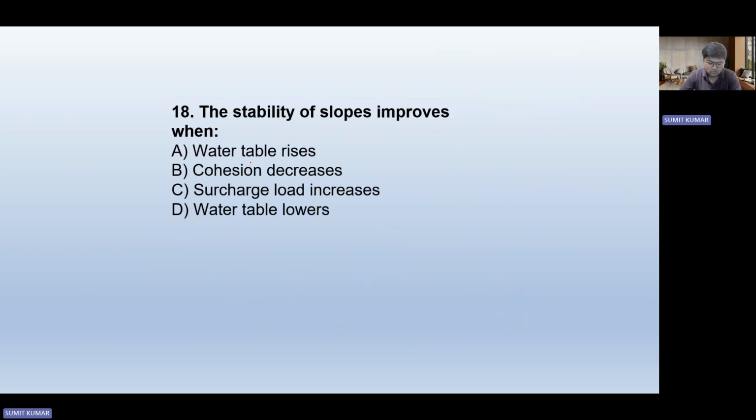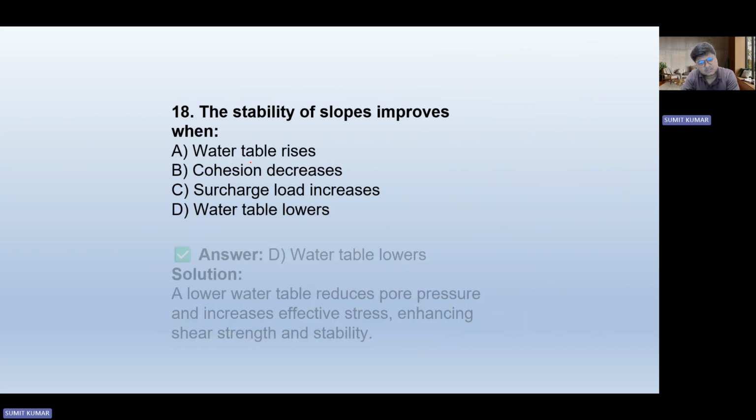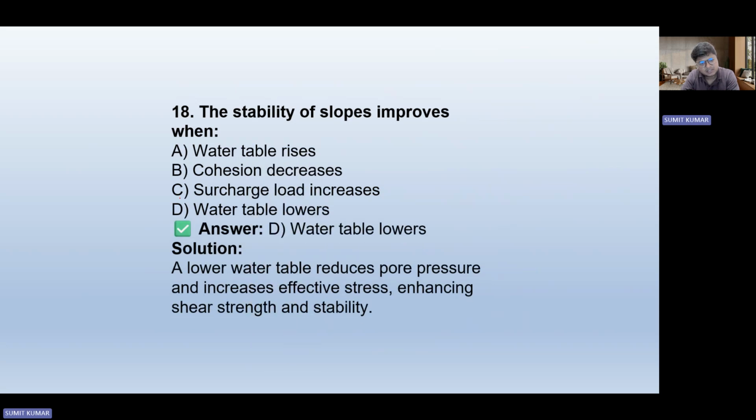Next question asked over here: the stability of a slope improves when the water table rises, the cohesion decreases, the surcharge load increases, or the water table lowers. Stability never increases when the water table rises, cohesion decreases, or surcharge load increases. Water table lowering is the only option in which the stability could increase. So options A, B, C get eliminated and option D is going to be our correct answer.